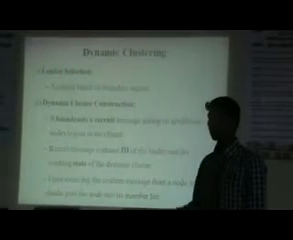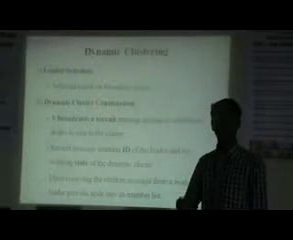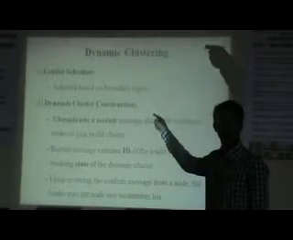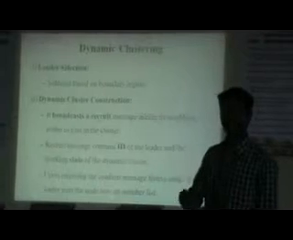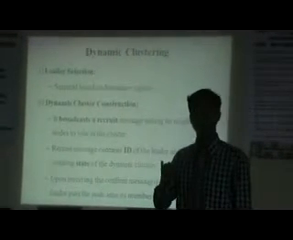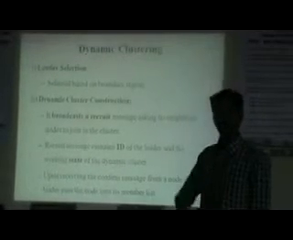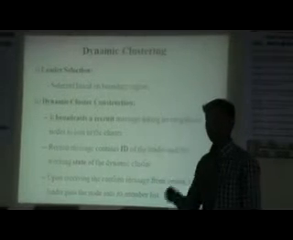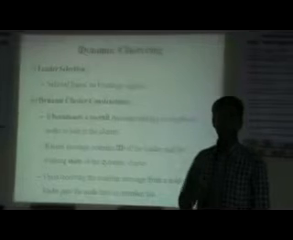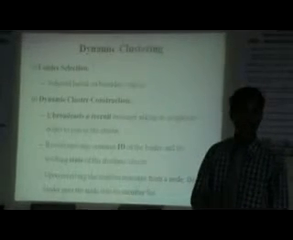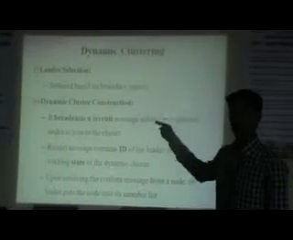Dynamic clustering. Before clustering the sensors, we need to select the cluster head, which is the leader for a particular cluster. We select the cluster head based on the energy level of each sensor. That's the first concept. Then after selecting the leader, we group the sensors based on distance. The leader sends a message, called a recruit message. It has the identification and the energy level of that leader sensor.